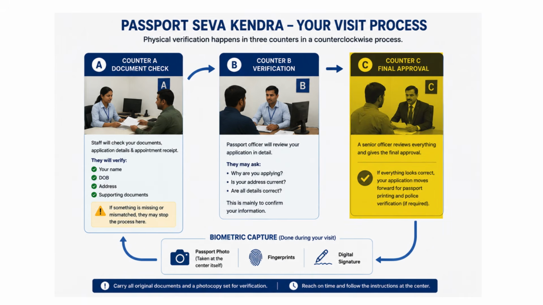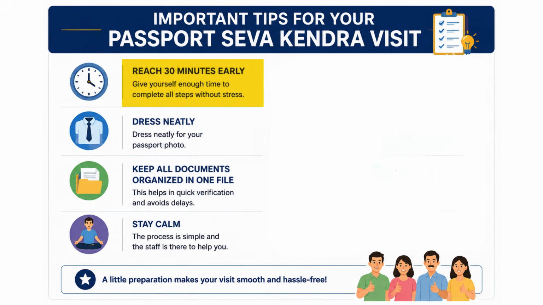Now counter C, final approval. This is the final stage. A senior officer reviews everything and gives the final approval for the application. If everything looks correct, your application moves forward for passport printing and police verification if required. During your visit, they will also capture your biometric details: passport photo taken at the center itself, fingerprints, digital signatures, so there's no need to carry passport size photos unless specially asked.